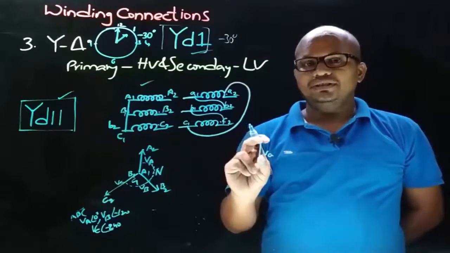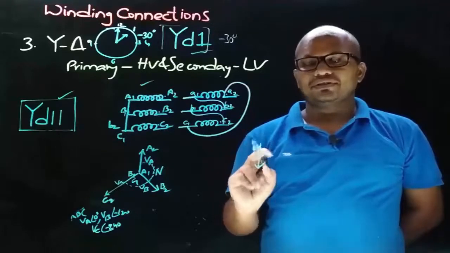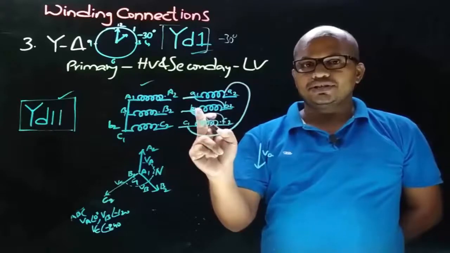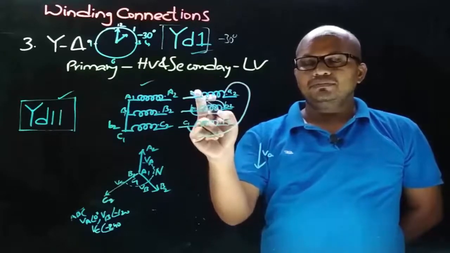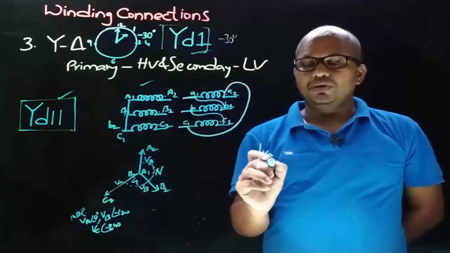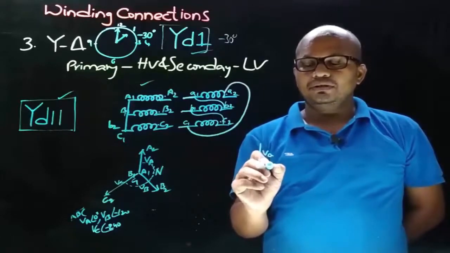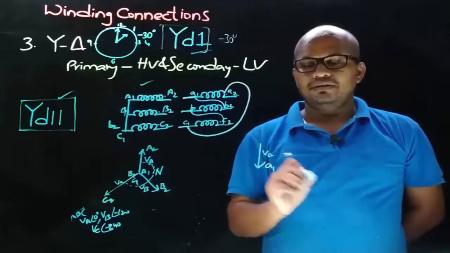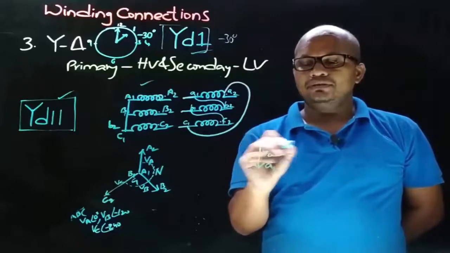And now we need to decide the terminals for this VA phasor. As here on secondary side we are taking the connections from non-dot ends, okay, means from A1, B1 and C1. So arrow will point towards the connection we took from. So here arrow will point towards A1. So obviously the other end will be A2.